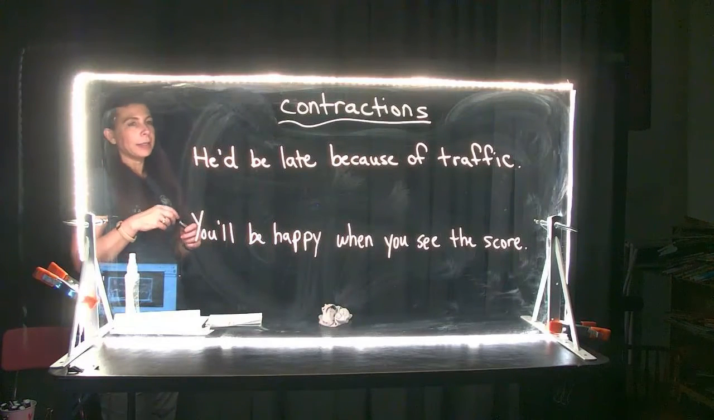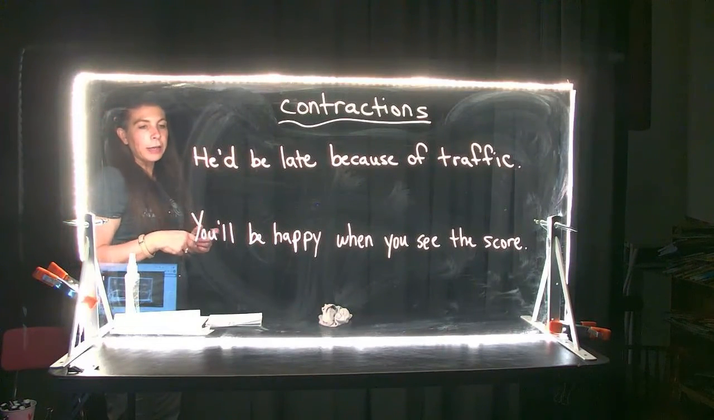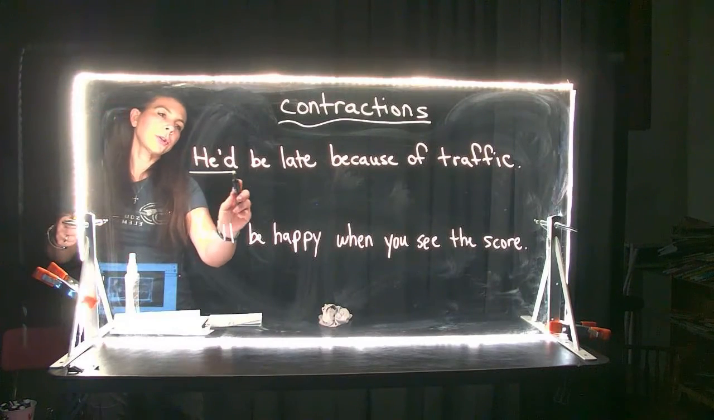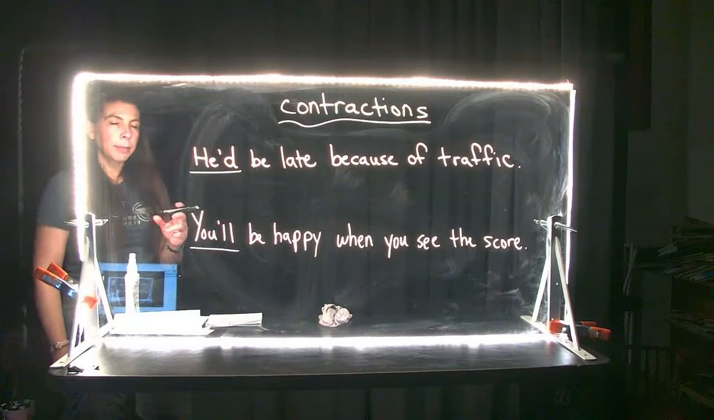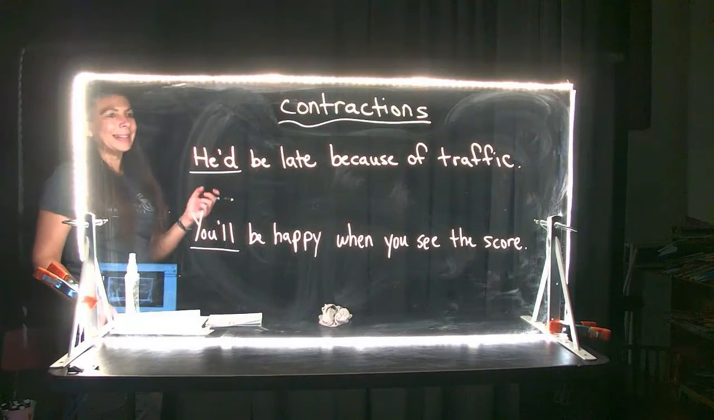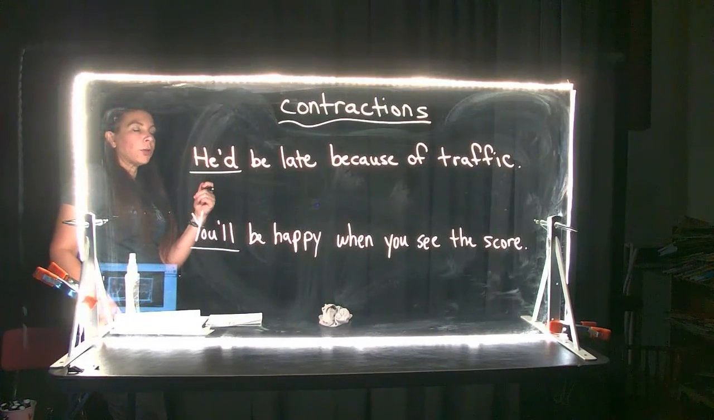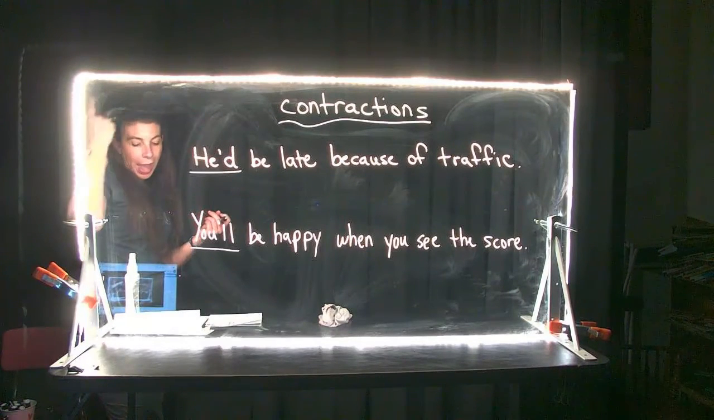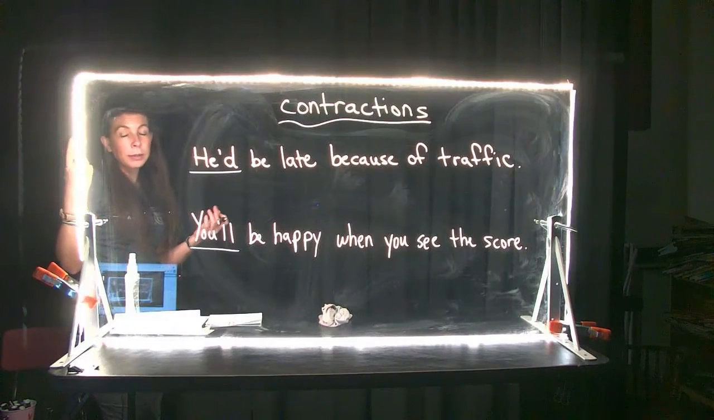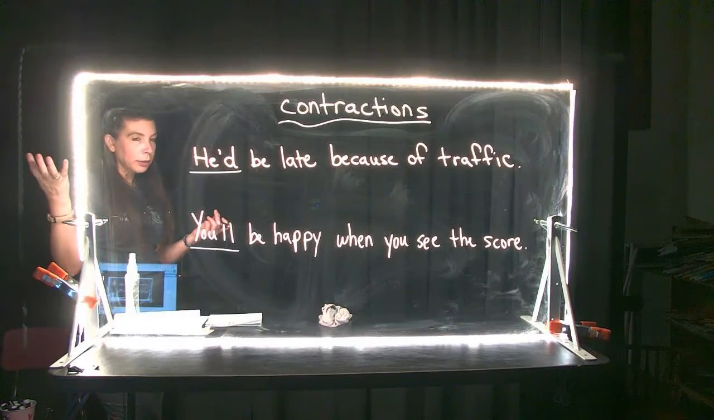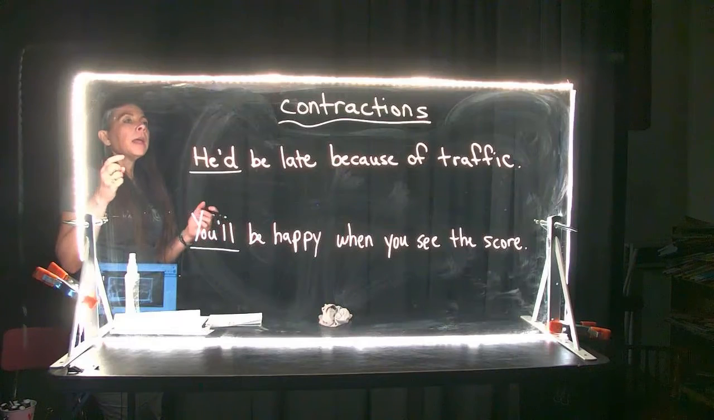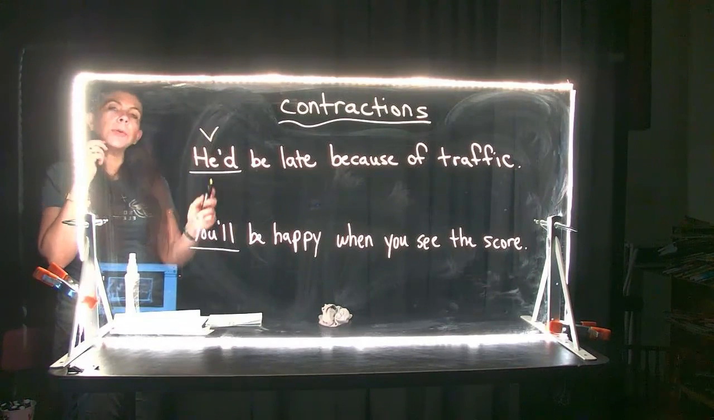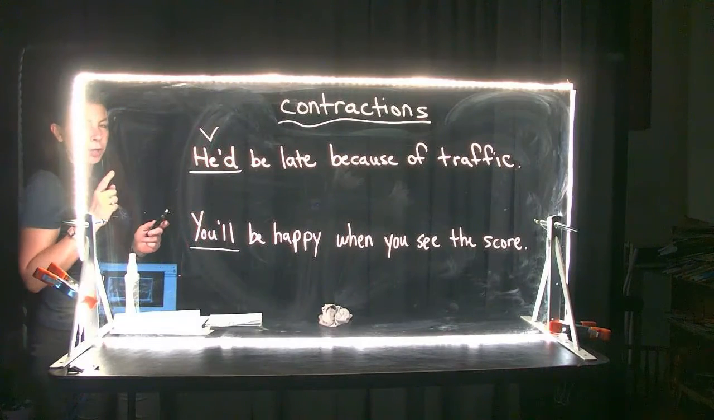So we have 2 sentences here. He'd be late because of traffic. You'll be happy when you see the score. So we have a contraction here and a contraction here. I know because of the apostrophe. So when you read this sentence, he'd be late because of traffic. Remember, there's 2 words that can give you an apostrophe D. Had, would, actually more, could, should. So 4 words. In this sentence, what 2 words do you think make up that contraction?